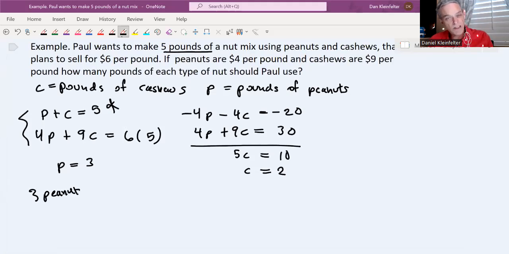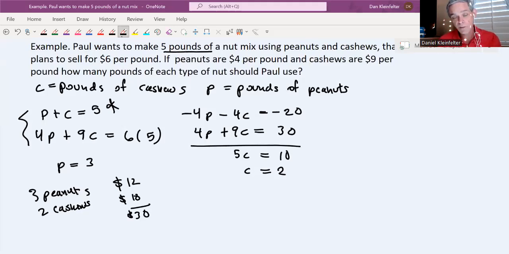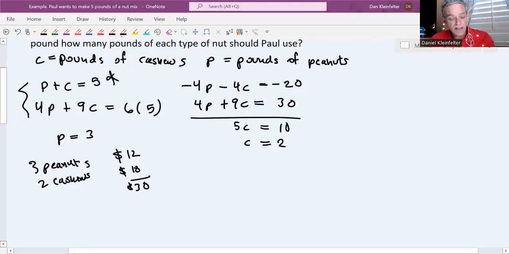And those cost, I'm just going to check now. Peanuts are $4 a pound. And so if he uses 3 pounds of peanuts, he'll be spending $12 on peanuts. He's doing 2 pounds of cashews, and they are $9 a pound. 2 times 9 is 18. So he'll be spending $30 on the peanuts and cashews, $12 for peanuts and $18 for cashews. He's going to end up with 5 pounds that he sells for $30. If it's 5 pounds for $30, that's $6 a pound. Okay, so that works out.